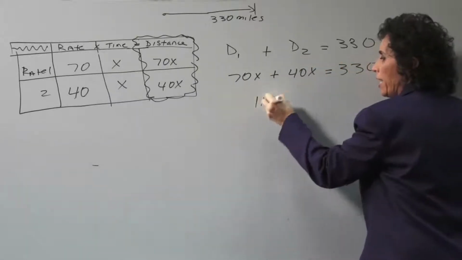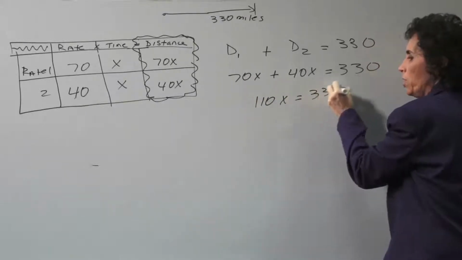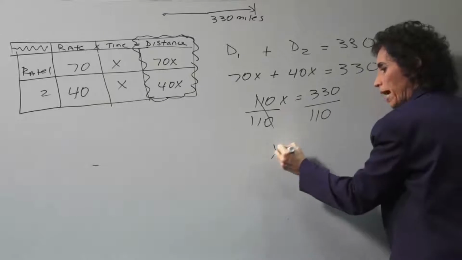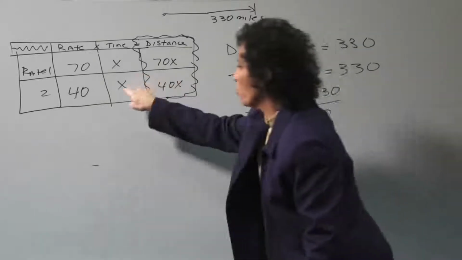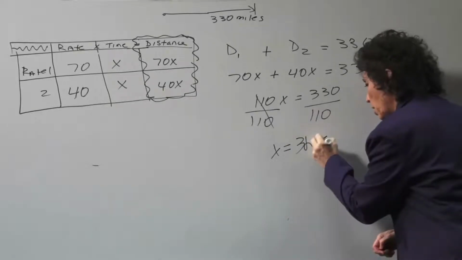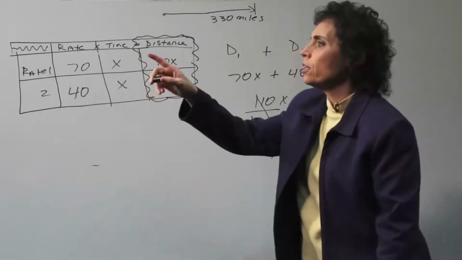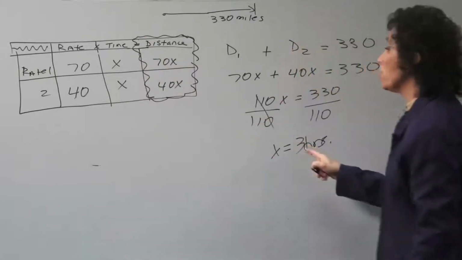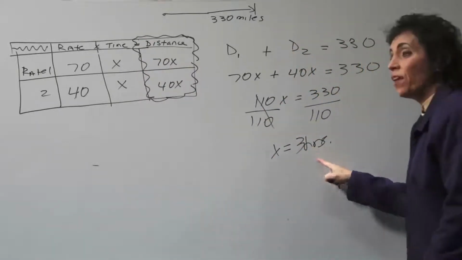This is 110x equals 330. Divide by 110. I can do that one in my head. 3 what? 3 hours. Does that answer the question? I don't know. It says, how long did the entire trip take? Now, be careful. You want the entire trip.